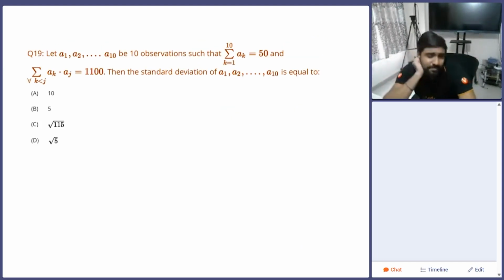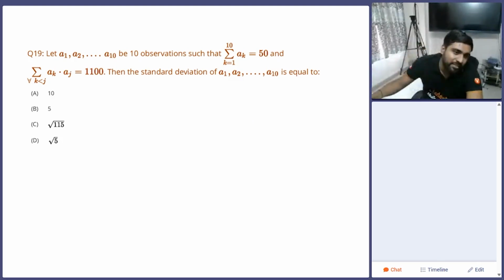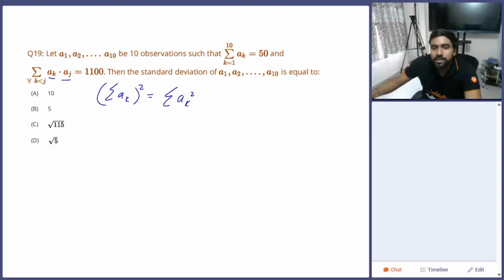All right, what do we have? Summation of a_k into a_j. This is the best thing. See, anytime you have summation of a_k a_j types given to you, you have to use just one simple logic: summation a_k whole square will always be equal to summation a_k square plus summation a_k a_j.